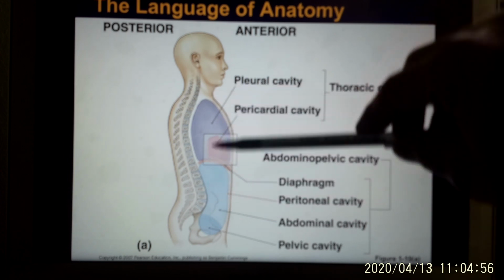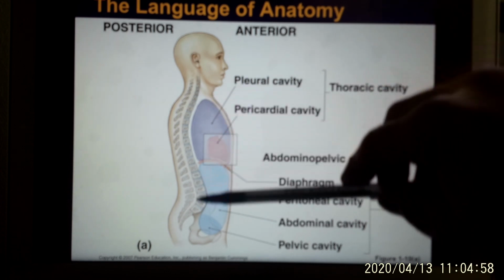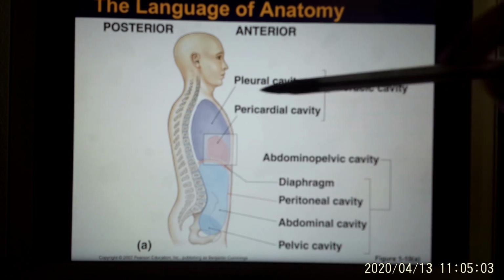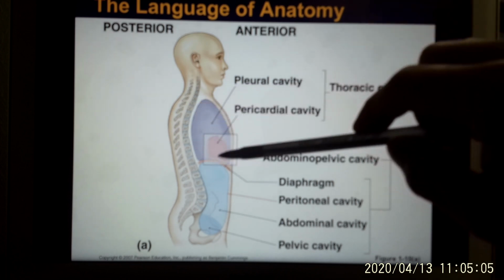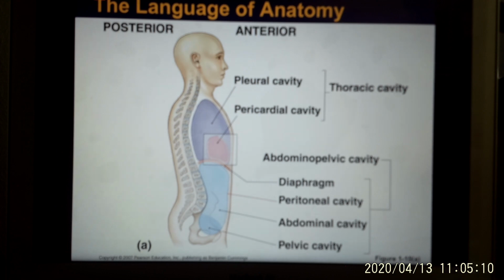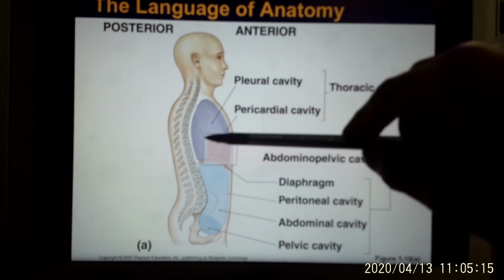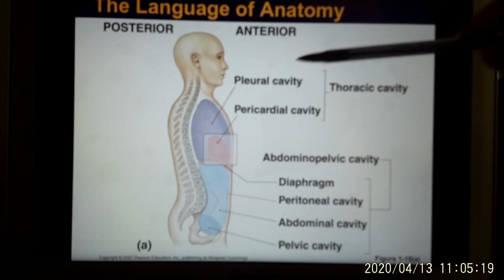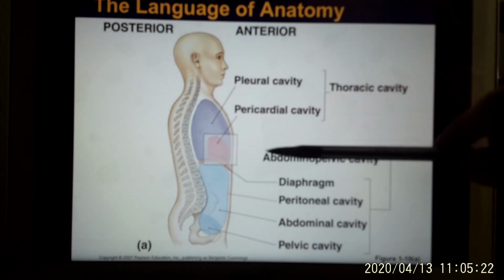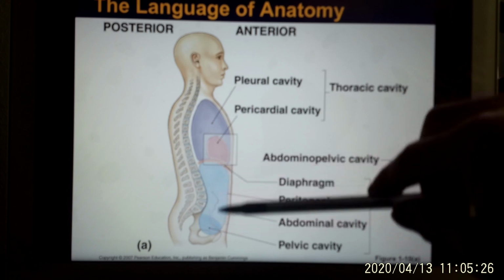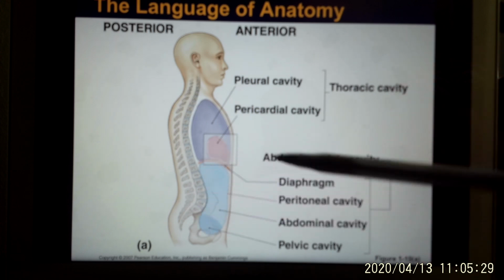You have the thoracic and abdominal pelvic cavities. In the thoracic cavity, you have a cavity covering the lung. It's called the pleural cavity. The pleural cavity is a double membrane that covers the lung. And for the heart, you also have a double membrane cavity covering the heart. It's called the pericardial cavity. So in your thoracic cavity, you have these 2. And the diaphragm separates the thoracic cavity from the abdominal pelvic cavity. This part is the abdominal pelvic cavity.